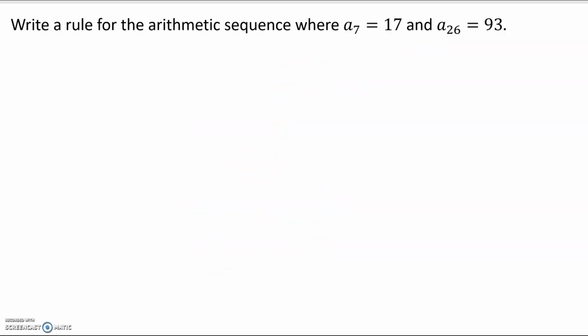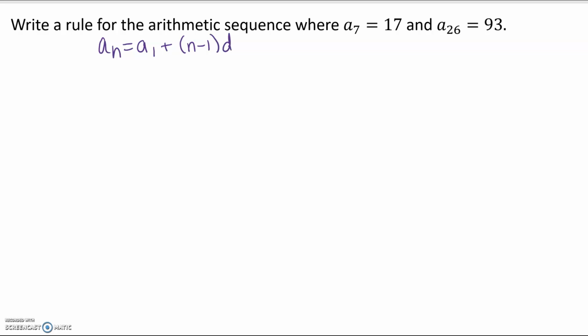Okay, sometimes we are not actually given our common difference. So in this one, it says write a rule for the sequence where the 7th term is 17 and the 26th term is 93. So this one's going to take a little bit more work, but we are still using that same formula to help us out. So I'm going to go ahead and write that at the top of the page.